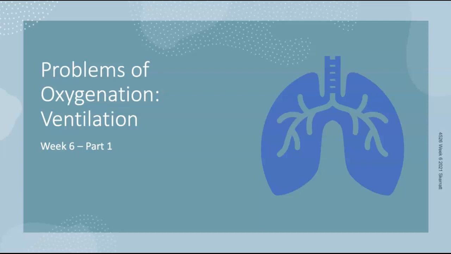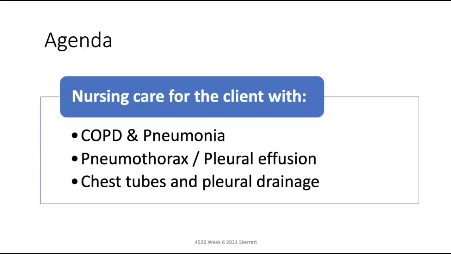Welcome to week 6, problems of oxygenation and ventilation. This is part 1. The agenda for week 6 will consist of nursing care for the client with COPD and pneumonia, pneumothorax, pleural effusion, and chest tubes and pleural drainage.